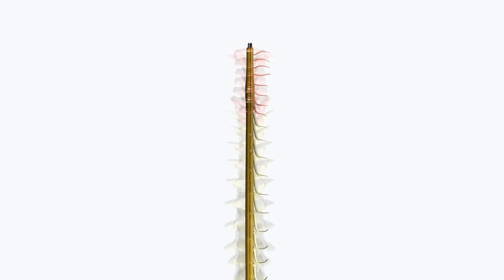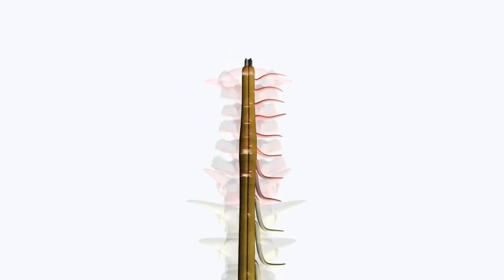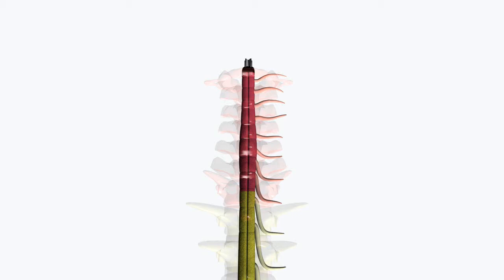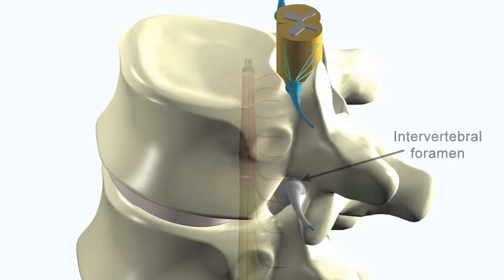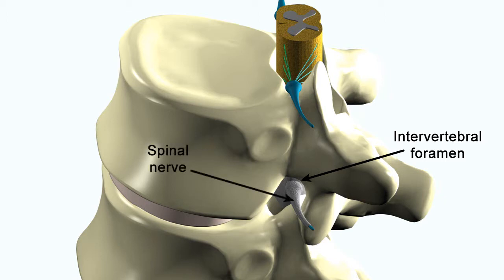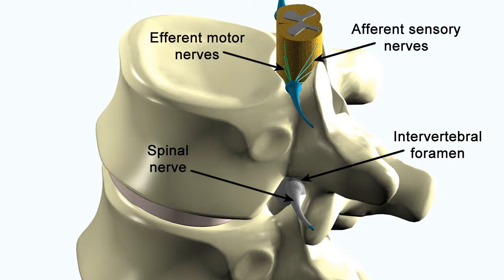Now the spinal cord is functionally segmented, with a single nerve bundle from each segment exiting between adjacent vertebrae via the intervertebral foramen. These bundles are known as spinal nerves, and they comprise both afferent sensory nerves coming from the periphery and efferent motor nerves going to the periphery.